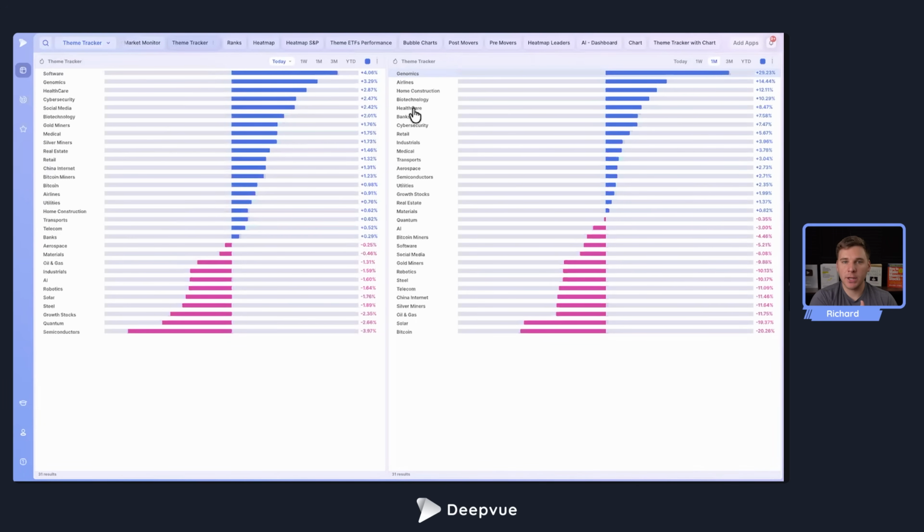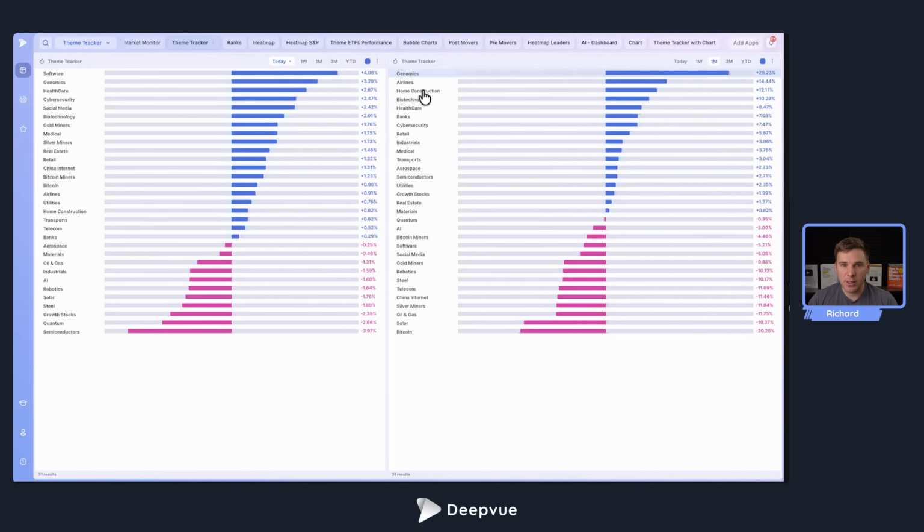So we've done our high-level market analysis, looking at the index ETFs. We've determined we were in a very strong trend. Right now, we're consolidating. We've seen some rotation here. What was leading was the semiconductors. That was the top theme for quite some time in this theme tracker.